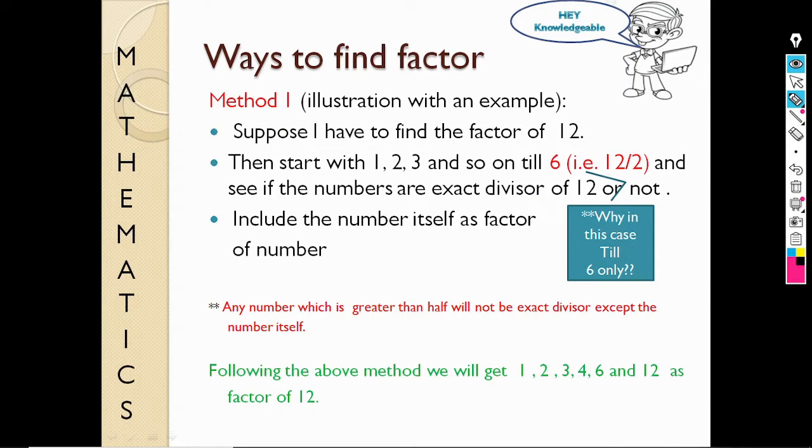In step 2, I told you to go only till 6. Why did I say this? Because any number which is greater than half will not be an exact divisor, except the number itself. So let's take the example of 12. Half of that number is 6. If we take any number greater than 6, that is 7, and try to divide 12 by 7, we'll find that this is not an exact divisor of 12 because there is some remainder. We can try some other examples also and see if that holds true. That is a home task for you. Try to do it yourself.